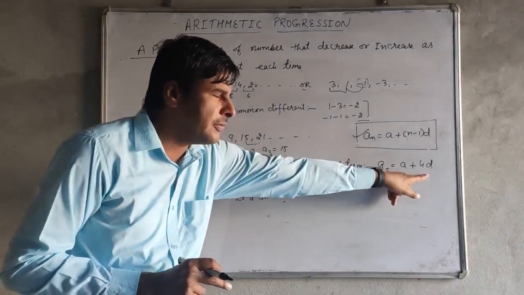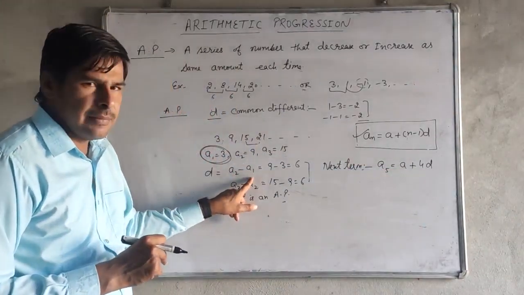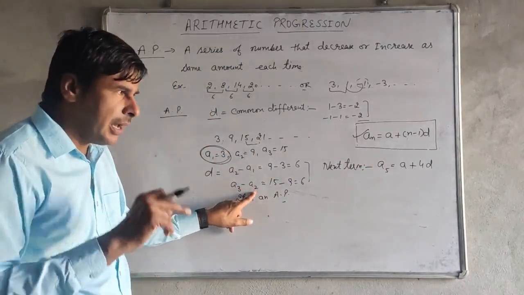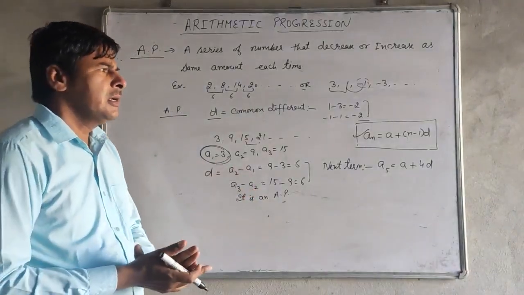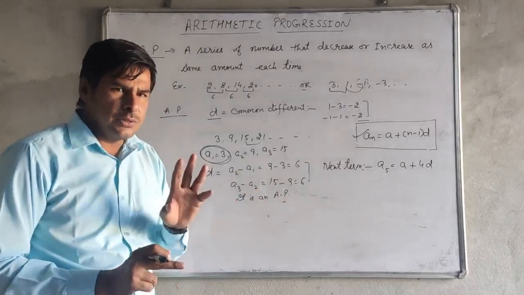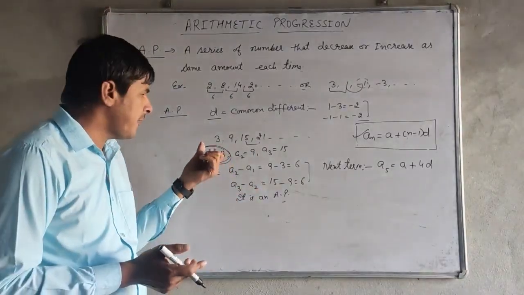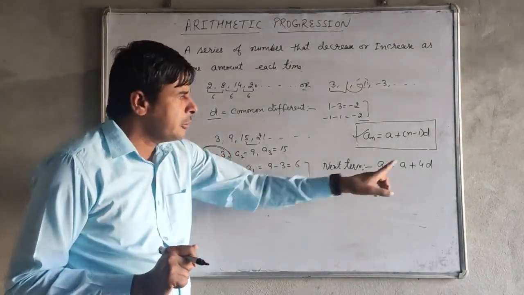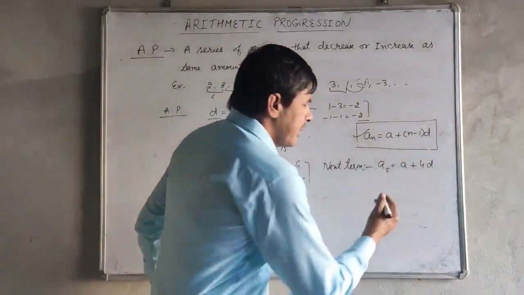And what is the common difference? I have already told you: second term minus first term, third term minus second term. In other series we don't need to find a2 minus a1 and a3 minus a2, because the given series is already in AP. Then we only have to find the first term and the common difference, a2 minus a1. Put the value of a and d in the formula and you will get the next term.